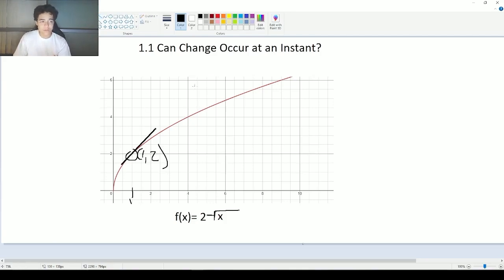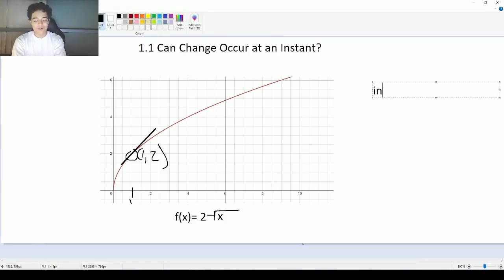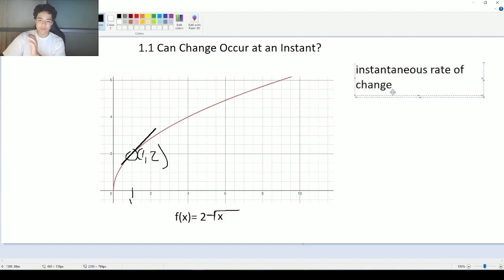In pre-calc, we learned how to find the average rate of change. This right here is called instantaneous rate of change. That's a very important term you need to know for calculus. I'll type it out so you can remember. You can take notes. Instantaneous rate of change. It's a very important term.